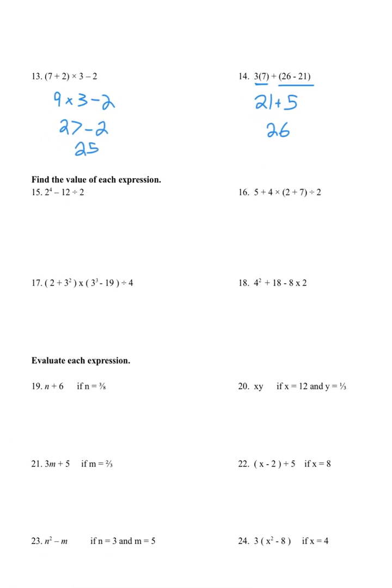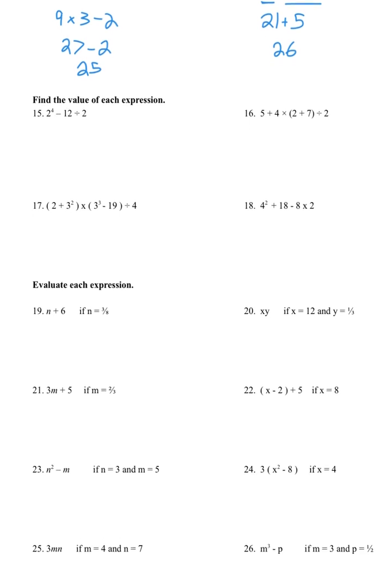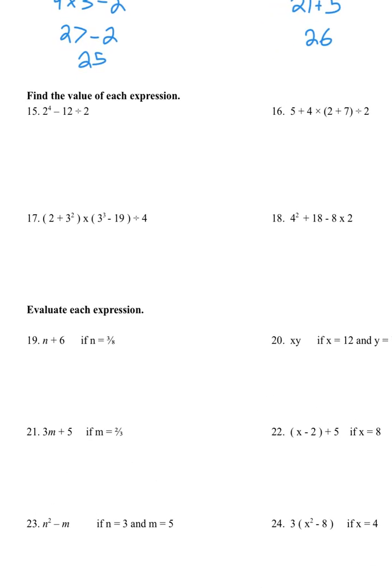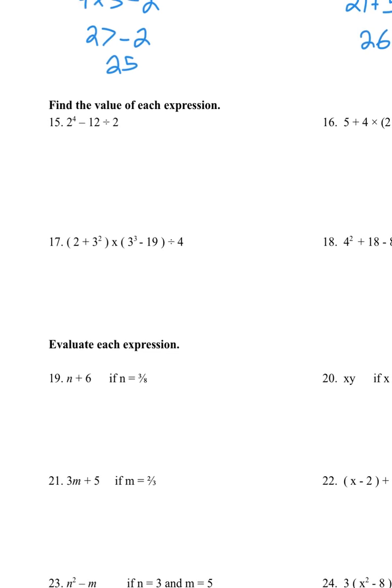Taking a look at 15. Still doing the same thing, just adding a couple more terms or numbers. 2 to the 4th power is our exponent, so we're going to do that first since there's no parentheses. 2 to the 4th power is going to end up at 16. So you got 16 minus 12 divided by 2. So we're going to do our division first here because of order of operations. 12 divided by 2 is going to be 6. So I have 16 minus 6 is 10.